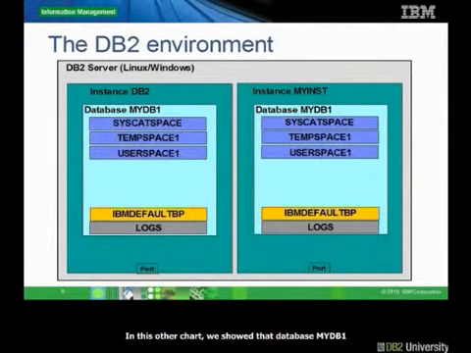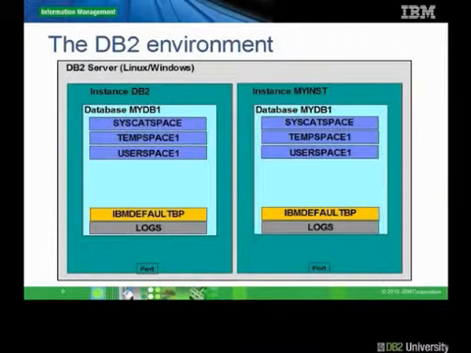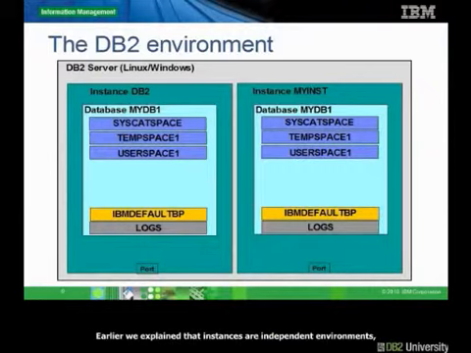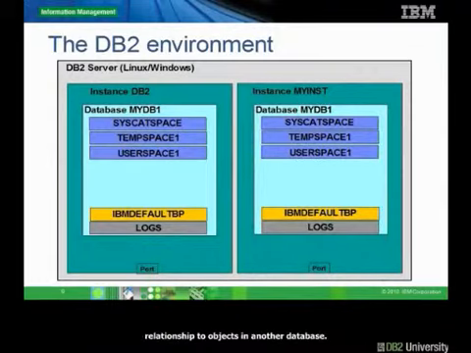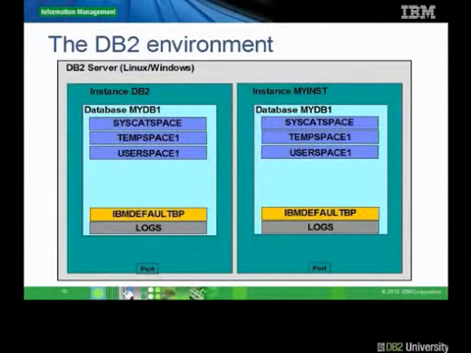In this other chart, we show that database mydb1 in instance myinst will have the same default objects created when the database was created. Earlier, we explained that instances are independent environments, and therefore a database with the same name could be created in several instances. Just like instances, databases are also independent units. Therefore, objects in one database have no relationship to objects in another database.